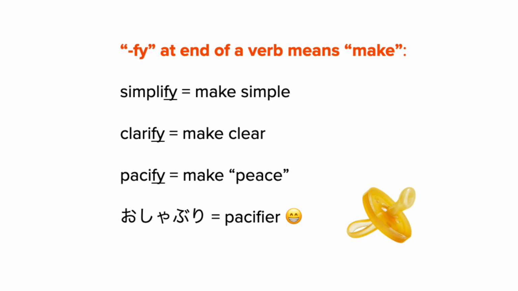The first one is at the end of a verb, fy. Fy at the end of a verb means make. And here are some examples. Simplify, make simple. Clarify, make clear. Pacify, make peace. So, oshaburi in English is pacifier.